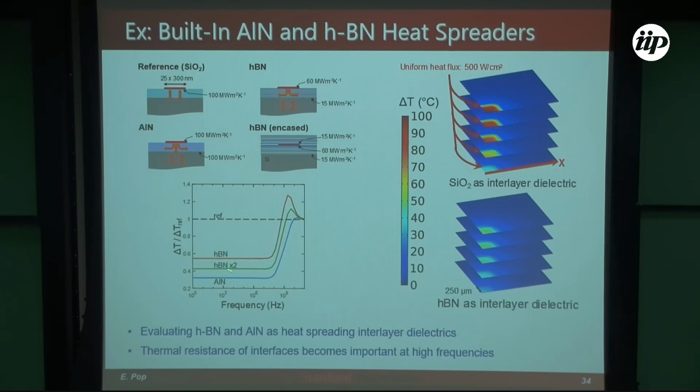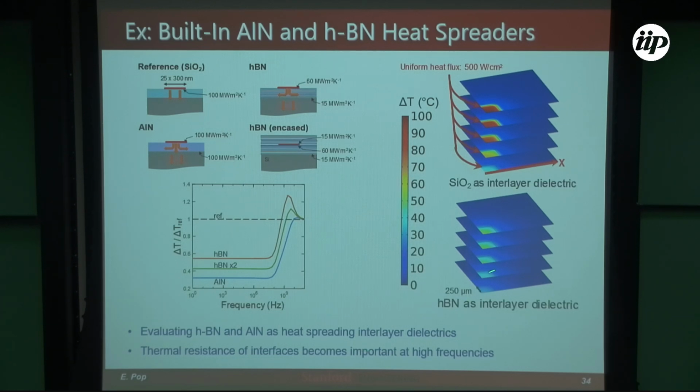Aluminum nitride, as I might have predicted, is actually better because it's isotropically good a thermal conductor. Boron nitride is only good in one direction, but it's actually quite bad in the other direction, so that's kind of a problem. But in either case, the interfaces actually really become important at high frequencies.